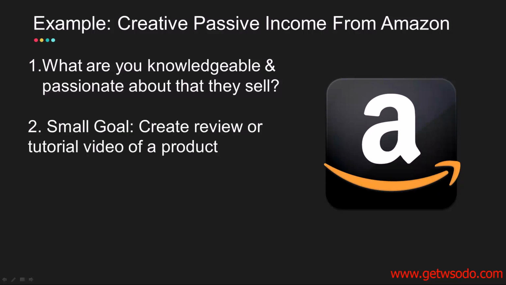And so a small goal would be to review or create a tutorial of that product. And so you're like, hey, I'm reviewing these Cuisinart pots and pans, and here's how you use them. And hey, by the way, if you want to check them out, there's a link in the description. And the small goal is to just actually make a little bit of affiliate sales off of a review or a how-to of a product inside your niche.